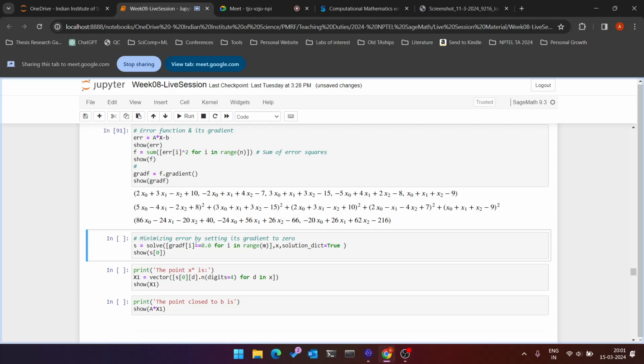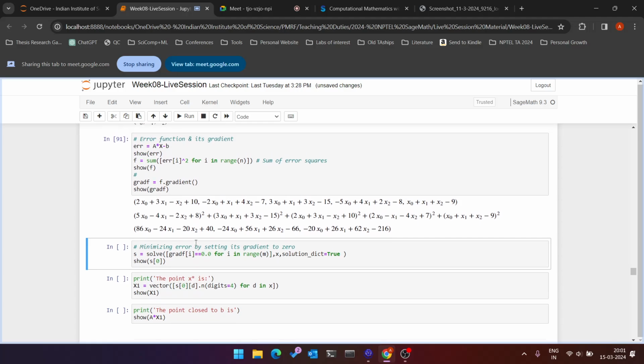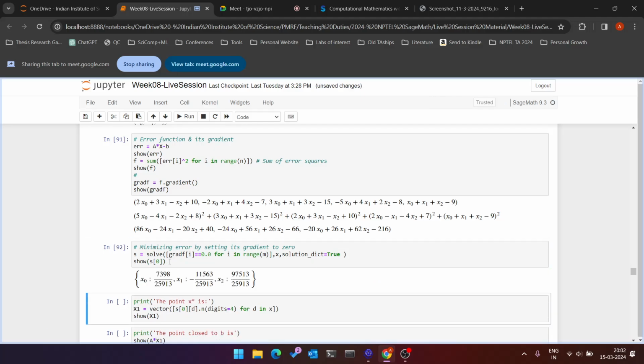Next, we wish to find the optimal solution. For that, we have to minimize the error, which basically means setting the gradient of f to 0. That is done by solving for gradient of f equal to 0, so each of the terms of the gradient of f go to 0 for i in the range m, so three terms, with respect to the variable x. So x, as we have already seen, is x0, x1, x2, and the solution is returned in the form of a dictionary. Once we do this solve, my answer looks something like this.